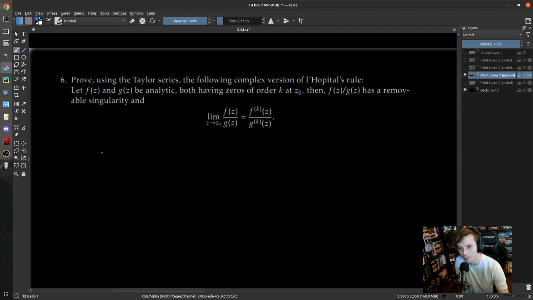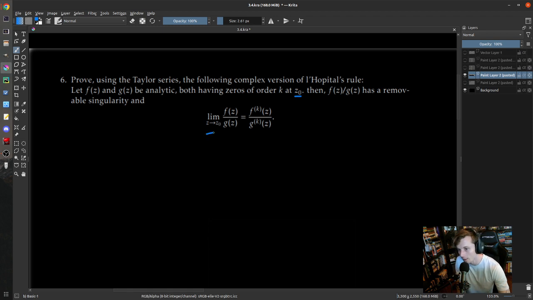So this Taylor series problem is basically to figure out how to prove L'Hôpital's rule in the complex plane using Taylor series. We're assuming that f(z) and g(z) are analytic and both have zeros of order k at z₀. Then f(z) over g(z) has a removable singularity. That part's obvious. You can just get that straight up from a proposition in your textbook.